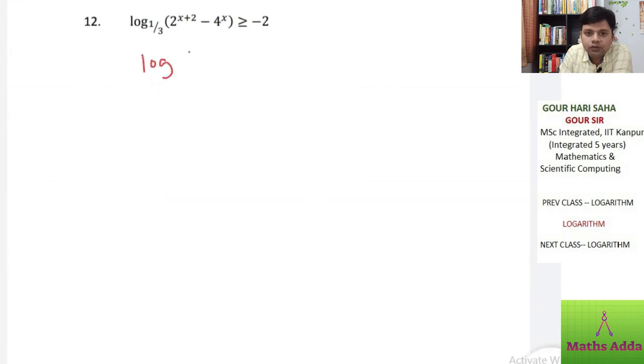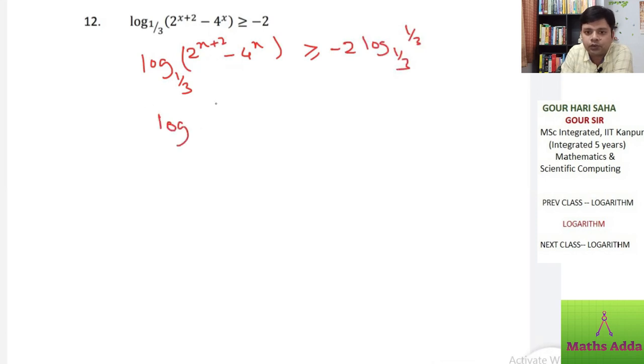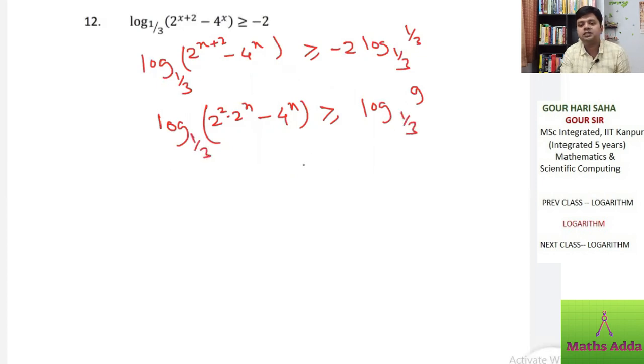Log of 2 to the power x plus 2 minus 4 to the power x base 1 by 3, and this will be minus 2 log of 1 by 3 base 1 by 3. So this is log of, this is 4, 2 to the power 2 into 2 to the power x, and this is 4 to the power x greater than, if it goes this side it becomes log of 9 base 1 by 3. Now since base is between 0 to 1, if you remove log you must change the sign.